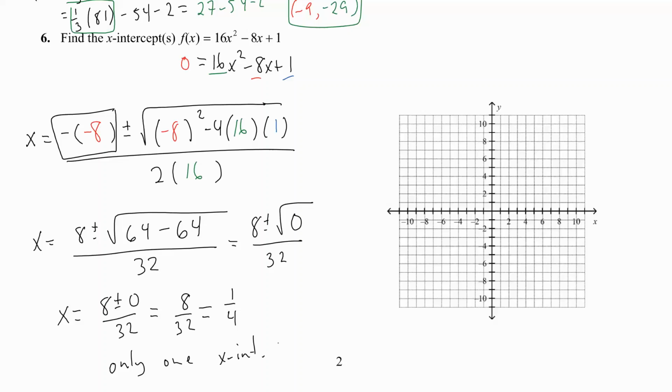So it just touches that x-axis. So it's (1/4, 0). So when we're dealing with quadratics, there could be one intercept, two intercepts, or no intercepts.